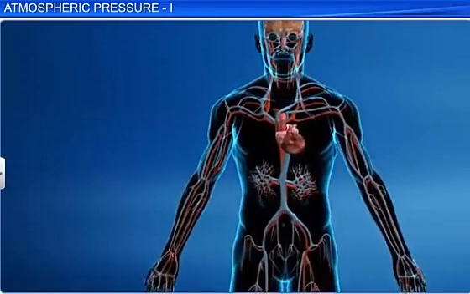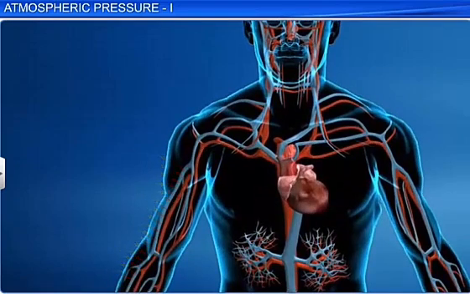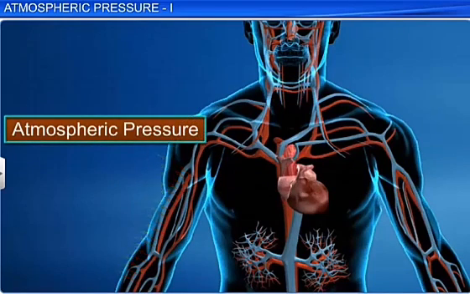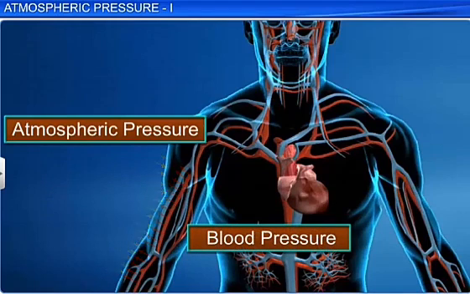The atmosphere exerts pressure on every object, including humans. However, we don't feel the effects of atmospheric pressure as our blood exerts pressure, known as blood pressure, to counter the atmospheric pressure.